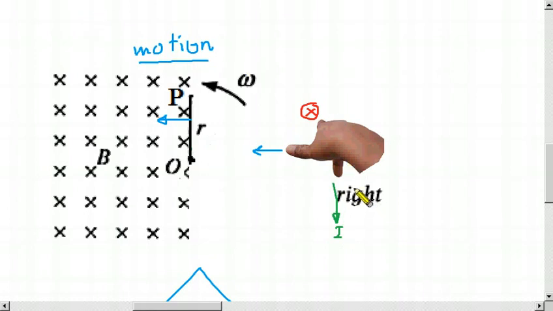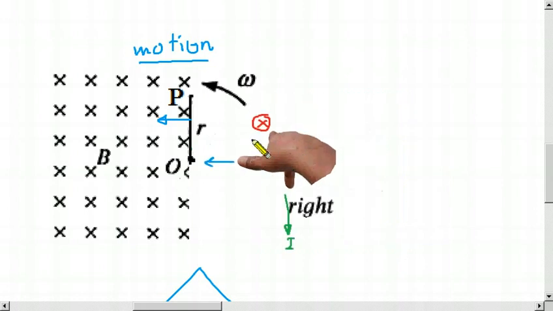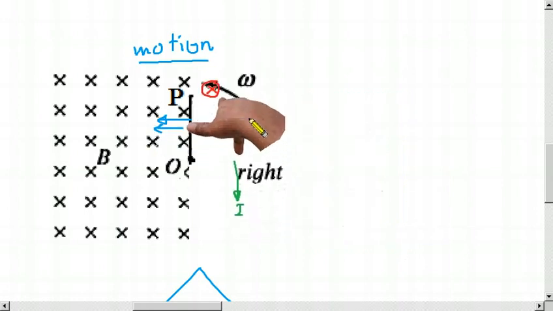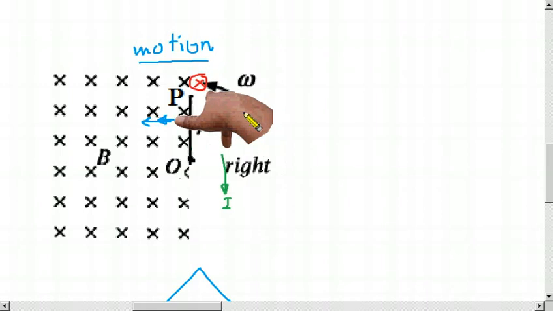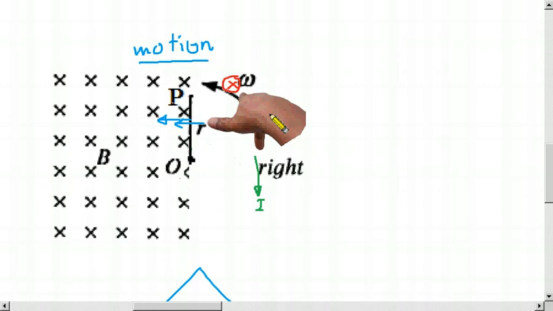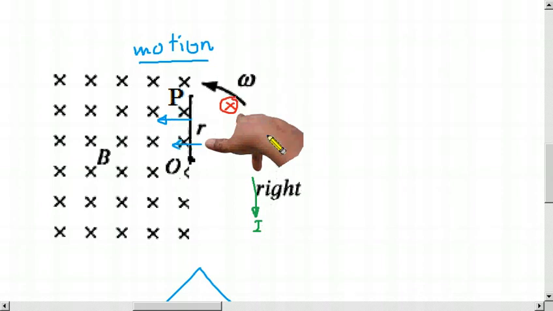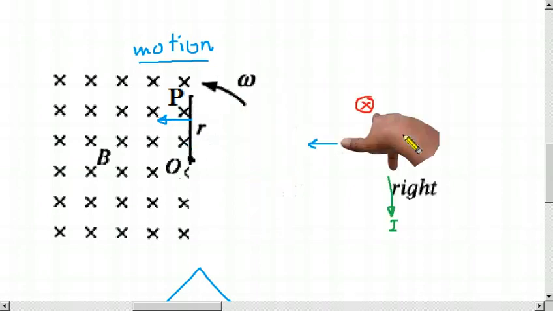So this one is the right hand. You can identify this right hand. So let us place it here. Like this, the direction of the motion shows from the thumb, and then the index finger into the paper, and the middle finger shows the direction of the current. So very simple. So now we know the current is towards this way.